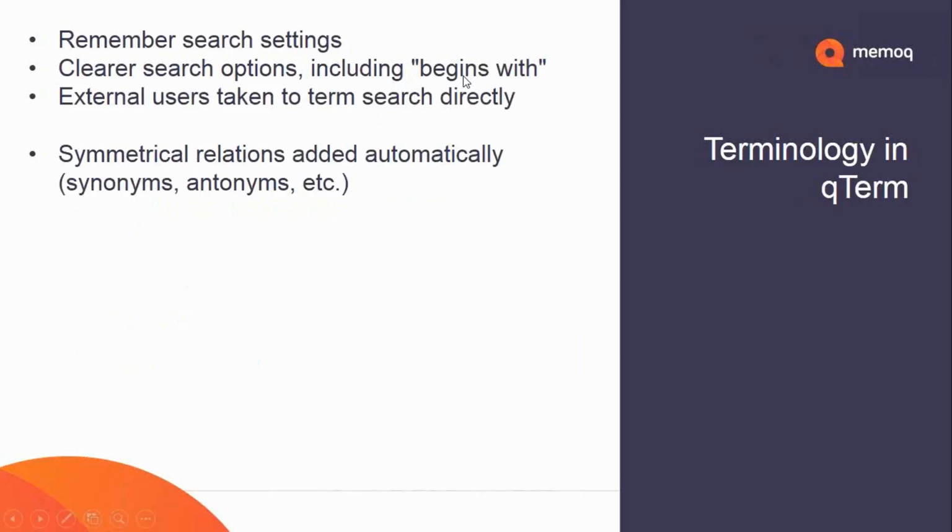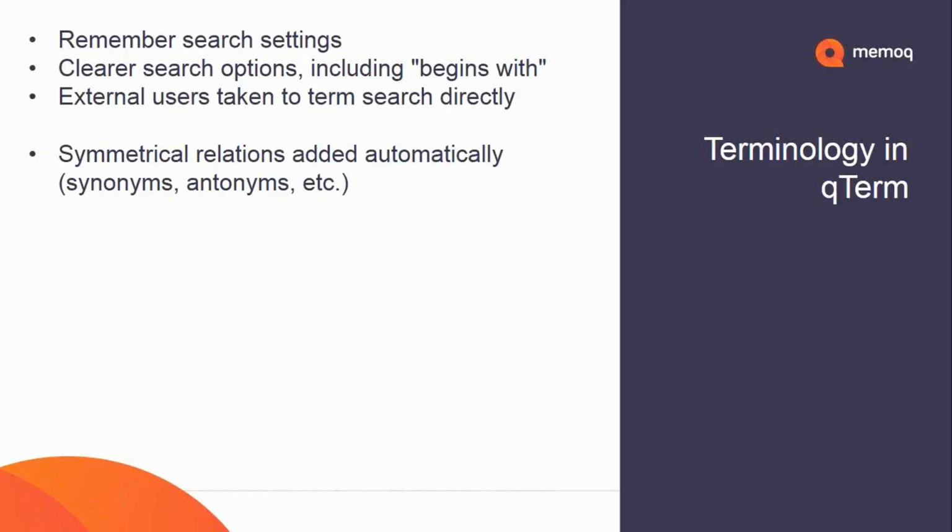And for any user who searches in QTerm, we have made the search options clearer. Before that, I think we had some graphical buttons that were probably a bit opaque and difficult to understand. Now we have made them clearer and included probably quite obvious begins with type search as well. And again, search settings are remembered.